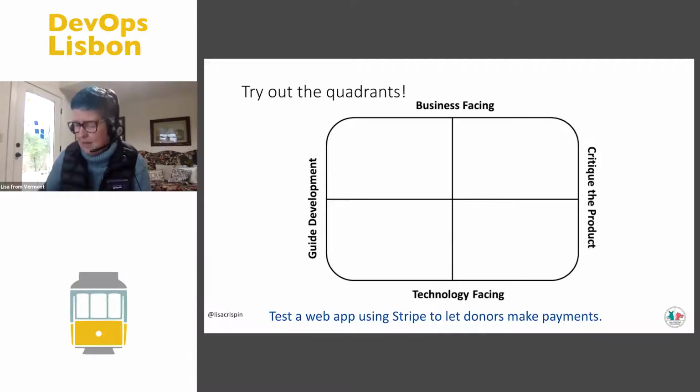Think about things and feel free to share those in the chat. I'm going to try to come look at the chat. Show chat. Oh, there it is. Yay.